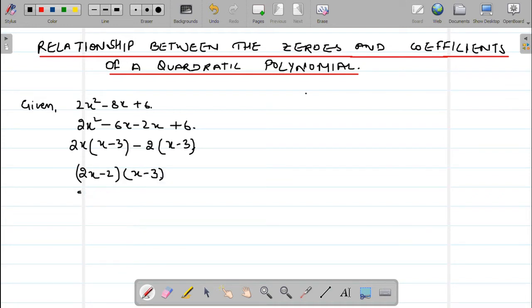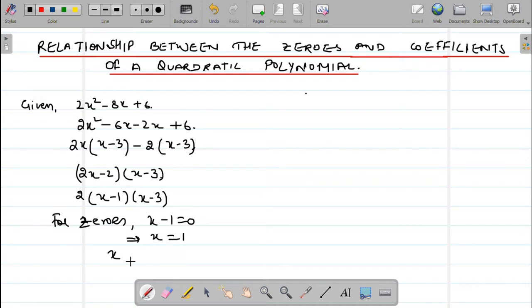I can also take a 2 common from here. So x minus 1 and x minus 3. Is that okay? Now what are my zeros? How do we find the zeros? We find out the zeros by putting these factors equal to 0. So for zeros, I get x minus 1 equal to 0, implying x equal to 1 is one zero, and x minus 3 equal to 0 will further imply x equal to 3 is the other zero.